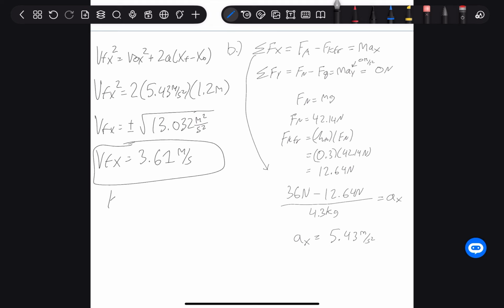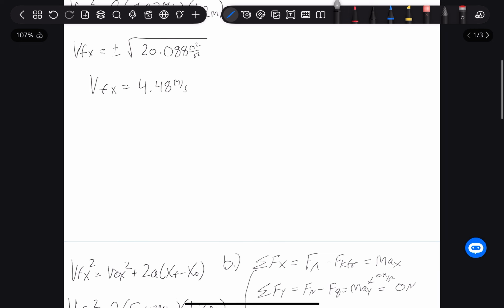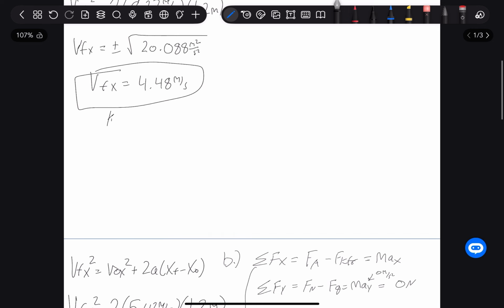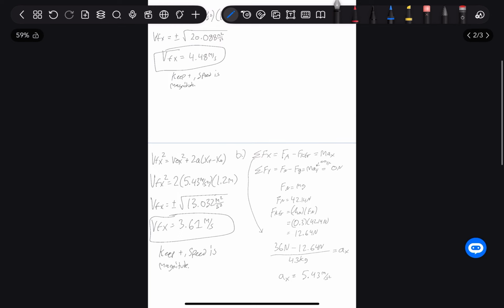And it's very important to also indicate that we're going to keep the positive value, as speed is a magnitude, and in the direction that we're asking for, in particular, speed. So go to this answer as well. So those are the answers to part A and B using Newton's laws.